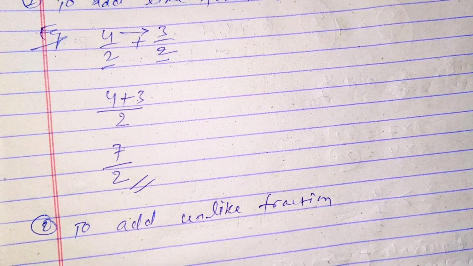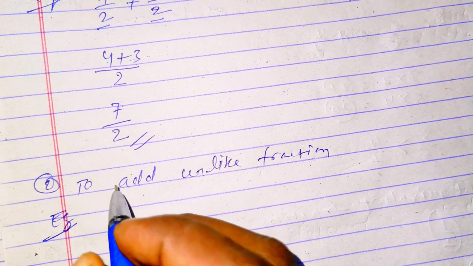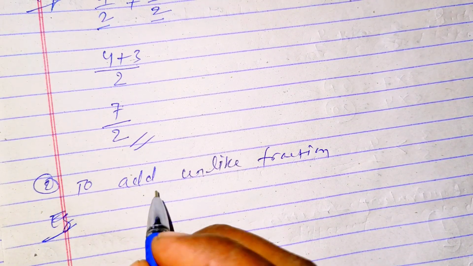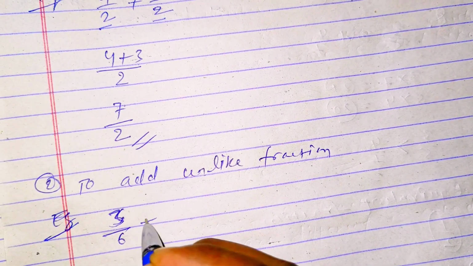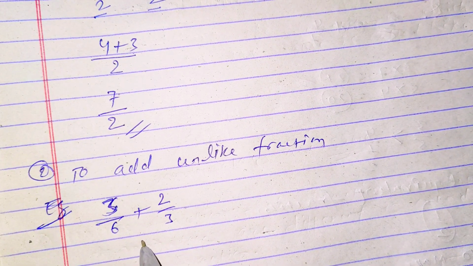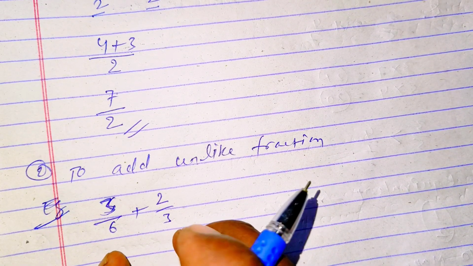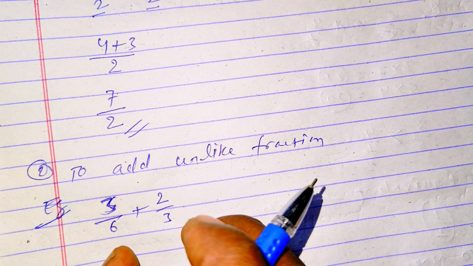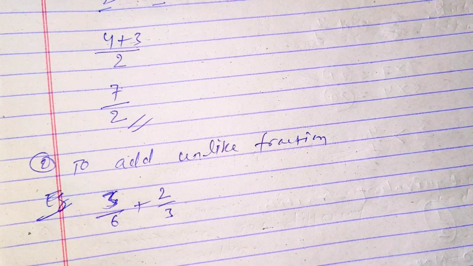Let's take an example of an unlike fraction, that is 3 by 6 plus 2 by 3. This is an unlike fraction because the denominators 6 and 3 are different. So there are also two methods to solve these unlike fraction questions.